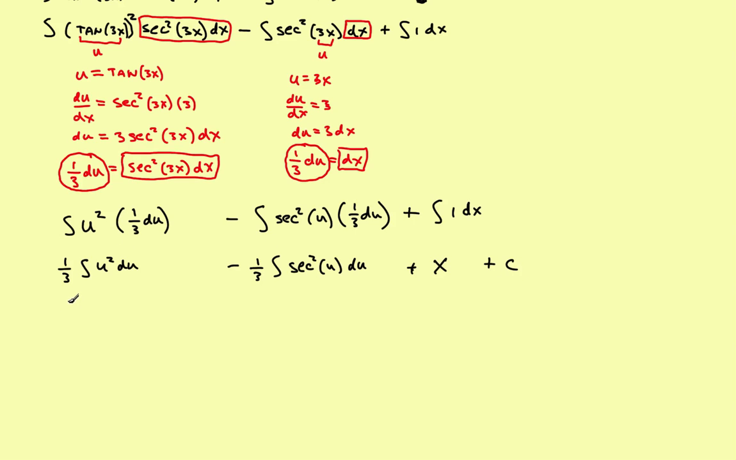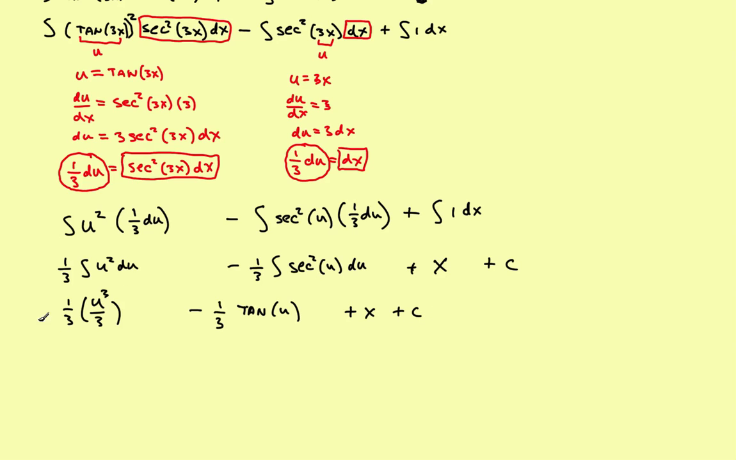Okay, so this one will turn into 1/3 of u cubed divided by 3. Then minus here, you'll have 1/3. And the integral of the secant squared is the tangent of u. Then you've got the plus x. And then finally, you've got a plus c on the end of the whole thing.